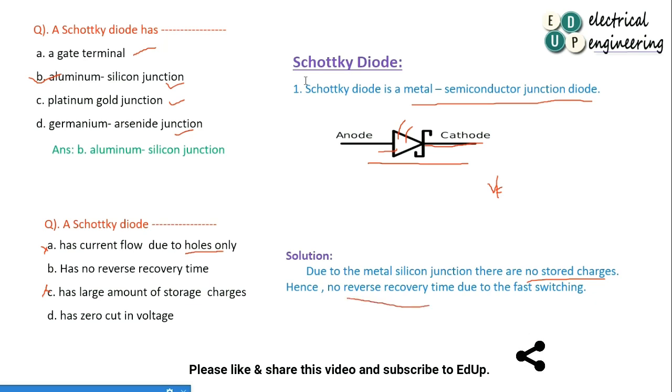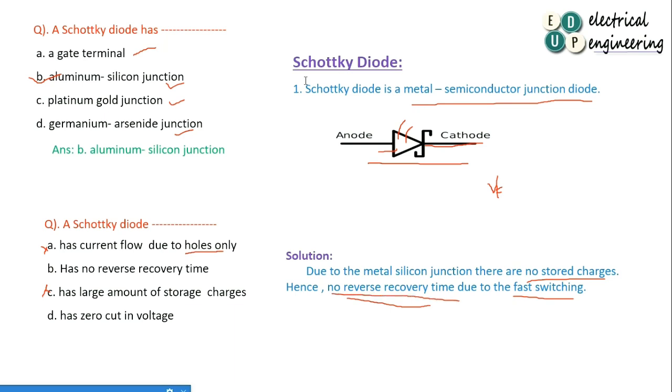Now, no reverse recovery time due to fast switching. A property of Schottky diode is it has fast switching rate, so it has no reverse recovery time. So option B is correct. Now the answer is has no reverse recovery.